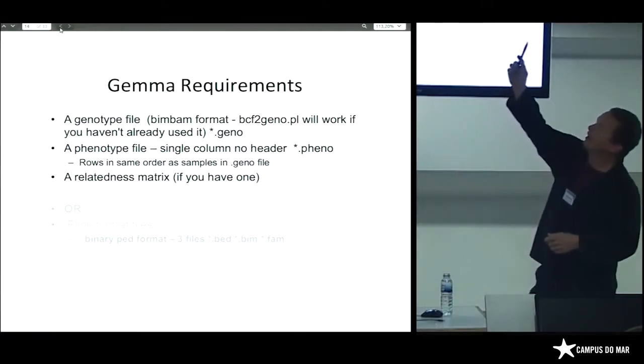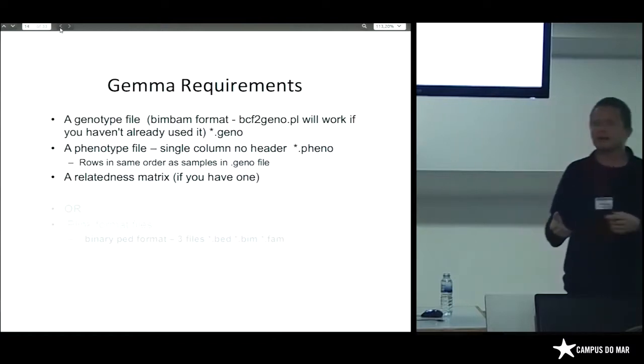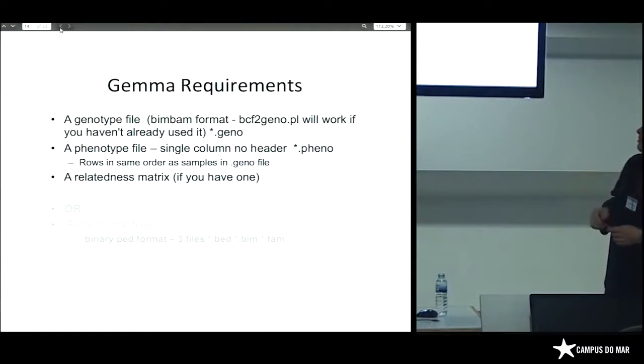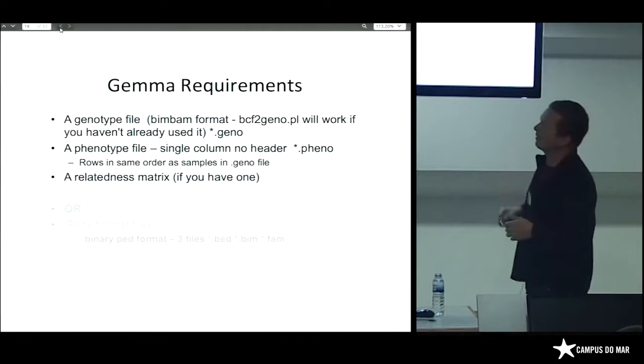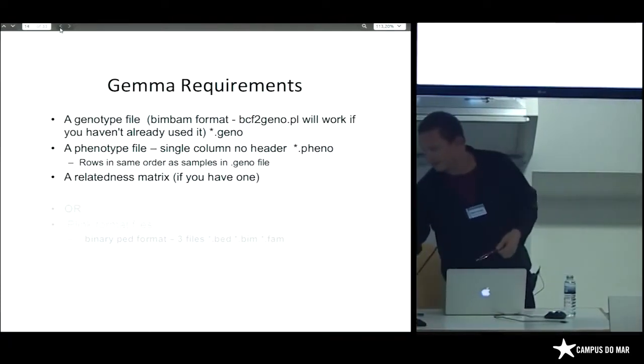We need a file with our phenotype scores in it, which can be continuous or it can be binary. In this case, we're using a binary one. And we need a relatedness matrix. GEMMA can generate the relatedness matrix for us, and we're going to do that right now.